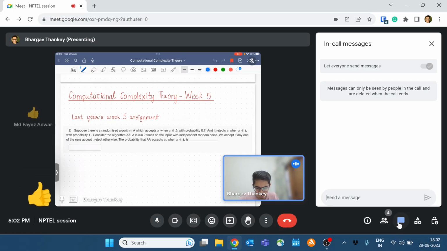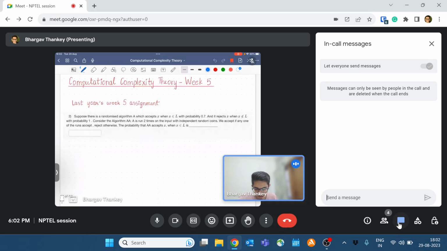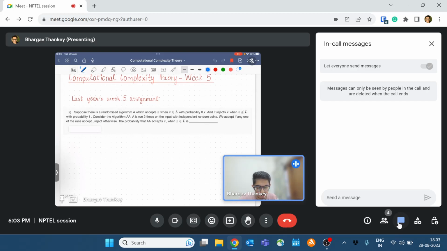So let's start. The first problem is, suppose there is a randomized algorithm A which accepts X when X is in L with probability 0.7, and it rejects X when X is not in L with probability 1. Consider the algorithm double A, which runs A two times on the input with independent random coins, and we accept if any one of the runs accept and reject otherwise. So what is the probability that double A accepts X if X is in L?